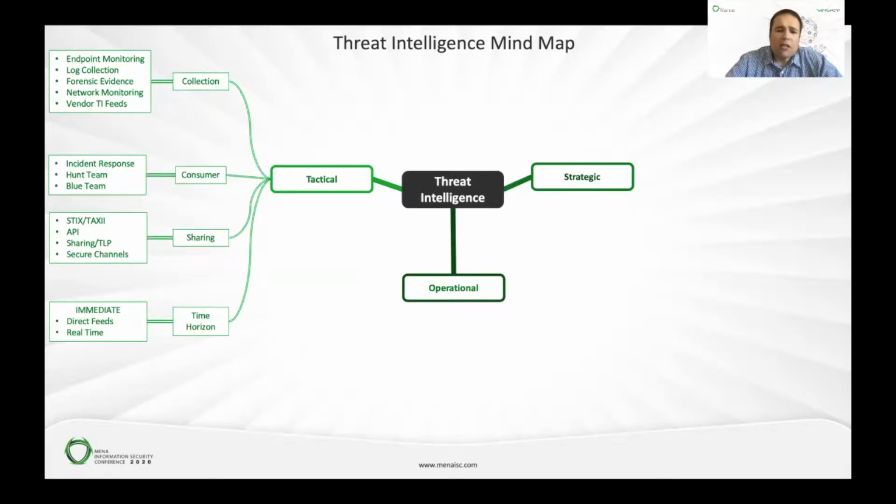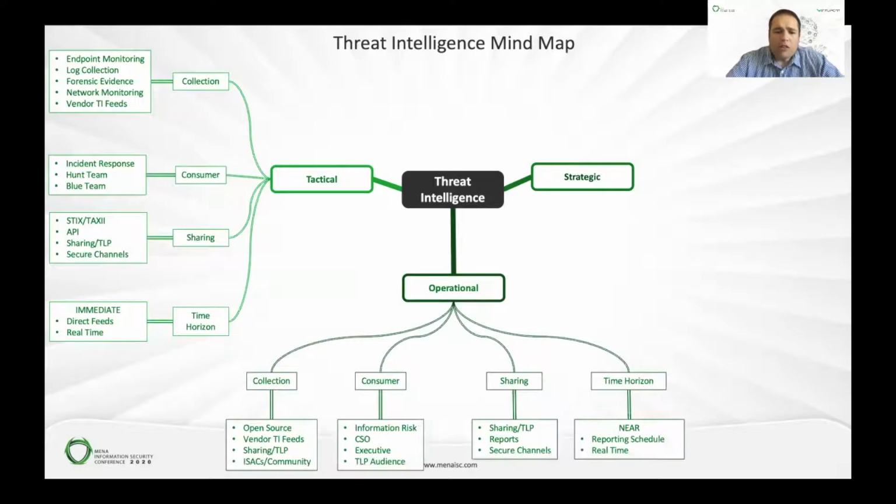And the time horizon for sharing of tactical intelligence is direct. It's very immediate. It's to the point. Observe, analyze, and share. Operational intelligence is the same kind of concept, however, collection might be a little bit different than tactical. Looking at things like your open sources, your feeds, sharing communities and stuff like that.